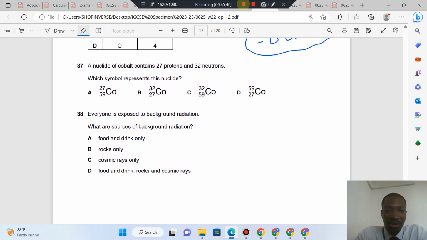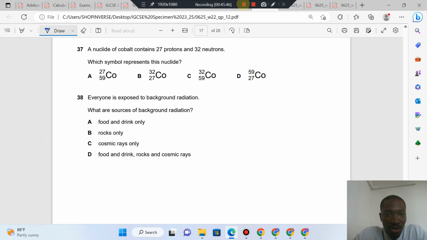Question 37. A nuclide of cobalt contains 27 protons and 32 neutrons. Which symbol represents this nuclide? Co. Okay, so how do you get the mass number? The mass number is equal to number of protons plus number of neutrons. So now let's add 27 plus 32, that will give us 59, right? Good. This makes option D the correct answer, okay? The one above is the mass number and the one below is the atomic number. You go straight to question 38.